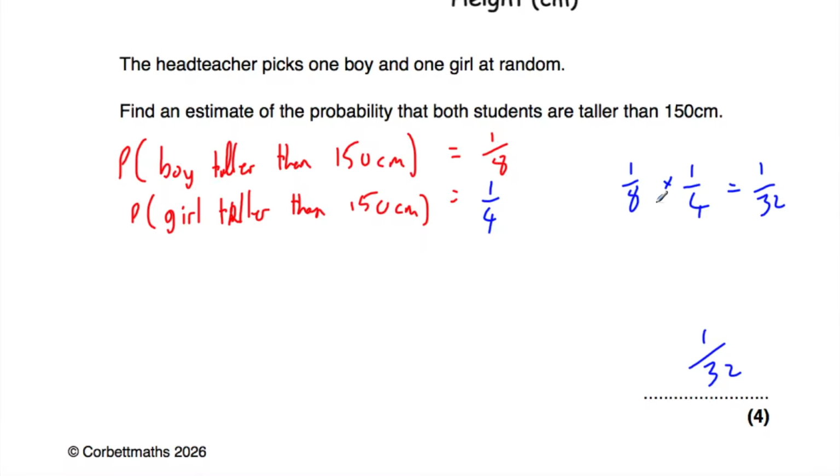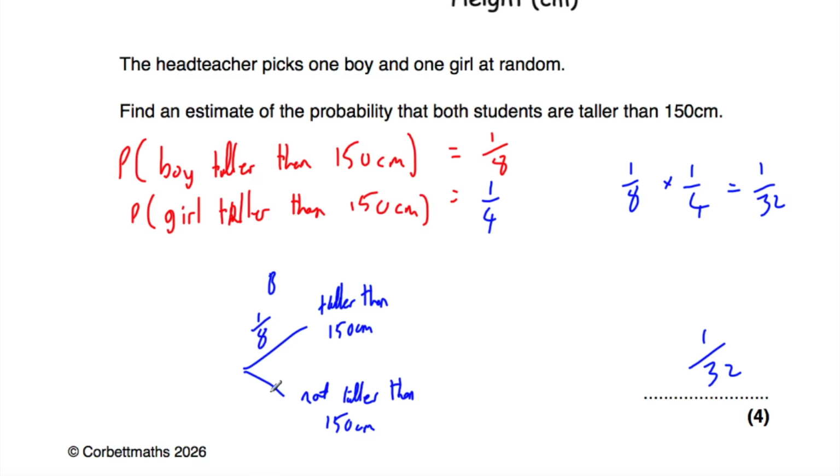think of your tree diagrams. He picks one boy at random first of all. So in terms of the boy, there's two options here. He could be taller than 150 centimeters, or not taller than 150 centimeters. So they're the two options for the boy. So the head teacher picks a boy at random first of all, and the probability that he picks a boy that's taller than 150 centimeters would be 1/8. And that means the probability that the boy is not taller than 150 centimeters would be the remaining 7/8.